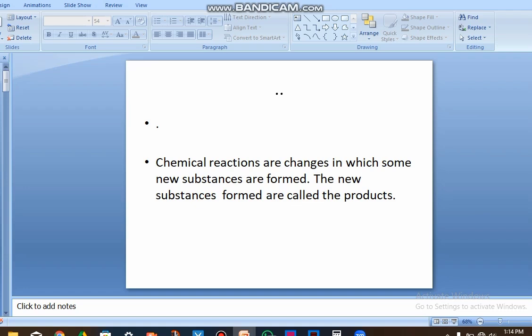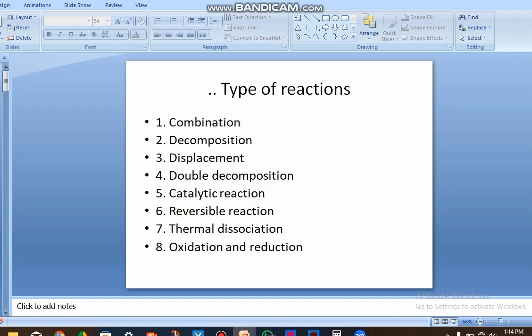So take note. Let's go to the second one. We have different types of reactions in chemistry. Number 1 is combination reaction. Number 2 is decomposition, then displacement, double decomposition, catalytic reaction, reversible reaction, thermal dissociation, and oxidation and reduction. Make sure you are writing. Okay, so these are the types of reactions we have.